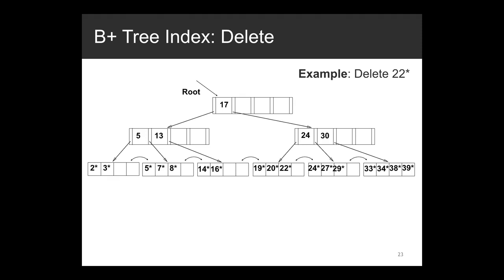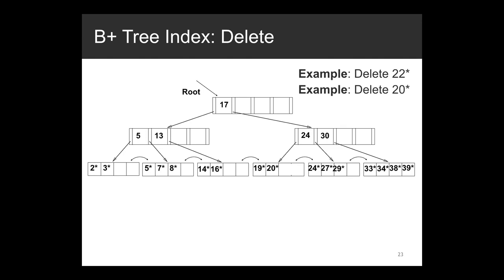Now you're asked to delete the record with search key 22. You do the search algorithm, you find this is the leaf page, delete that entry. How did you get here? 22 is greater than 17, you come here. 22 is less than 24, you come here. Then you delete that record. Fine, nothing wrong. The leaf page still has 2 entries. So this tree is also valid.